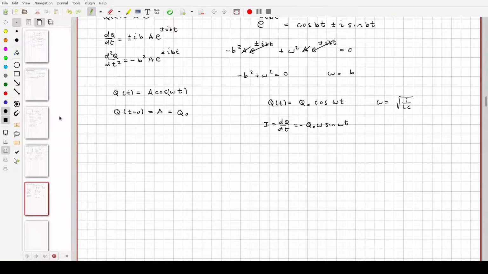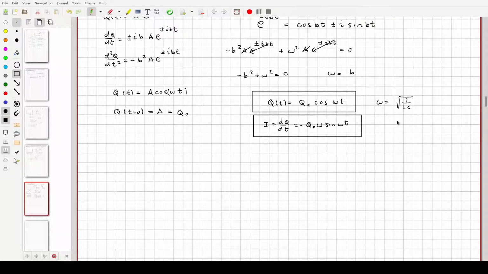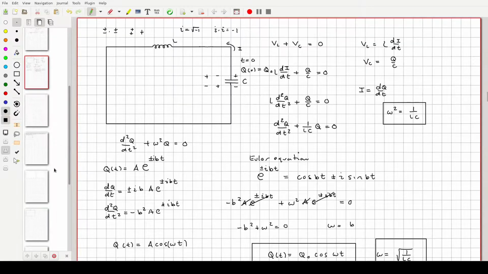So right here, this is your charge as a function of time. Here's your current as a function of time. And then here is the period that these things oscillate back and forth at.